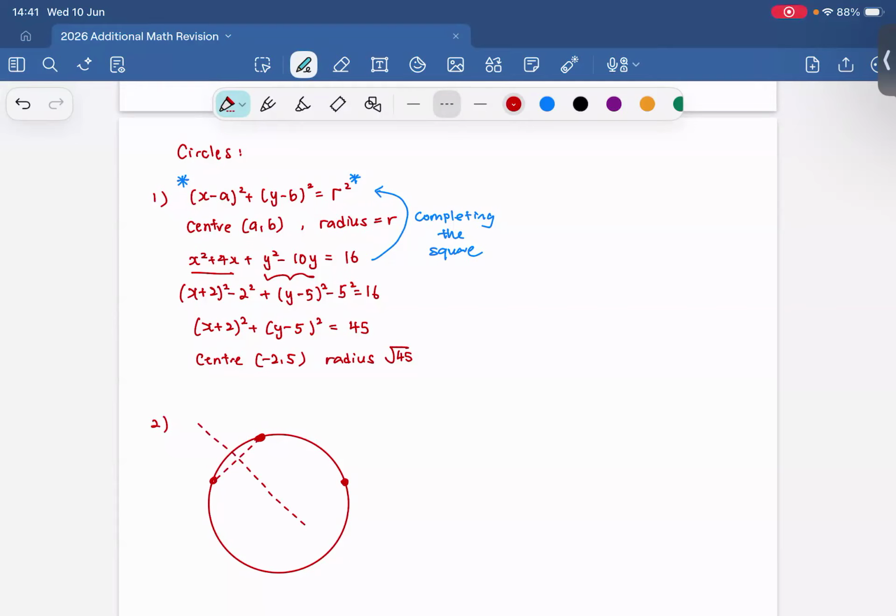The perpendicular bisector of any chord will always pass through the center of the circle. So you can see this is another chord. The perpendicular bisector will pass through the center of the circle as well. So in order to find the center of the circle, it is just the intersection of your two dotted lines. When you solve them simultaneously, you will get this center. Then with the center, you just need to use your length formula to calculate your radius.